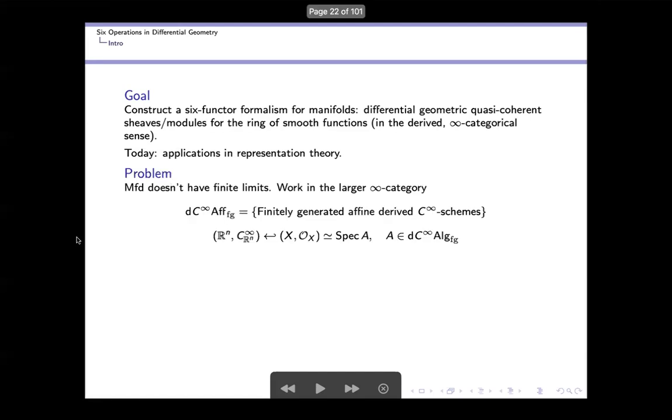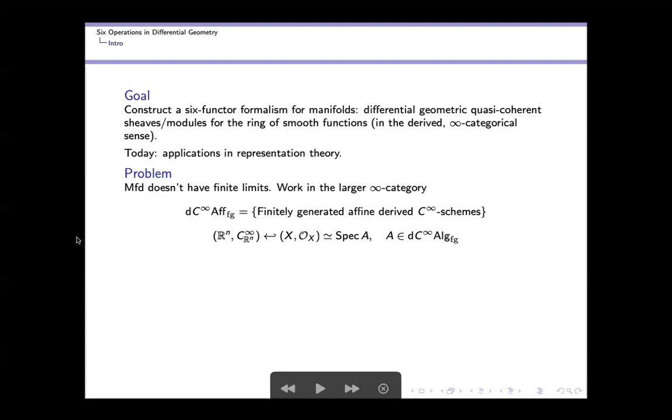So how's this going to work? Well, in this setup of six-functor formalisms, we require that the category that we start with has finite limits. So we want to be able to take arbitrary intersections, right? You can do this, for instance, in topological spaces. You can do this in a category of schemes.